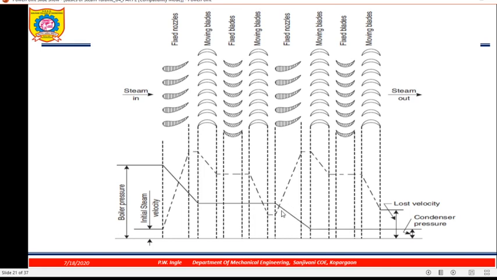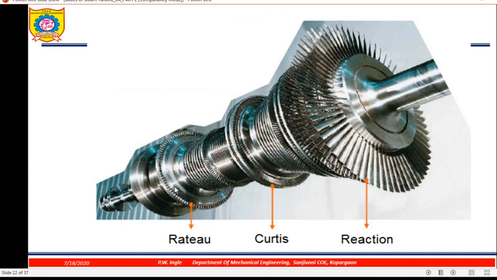So reduction of pressure, here you see, pressure reduces. Then velocity reduces. So that's why it is known as a combination of pressure and velocity compounding. You can see this is the Rateau type turbine, this is Curtis and this is the reaction turbine.